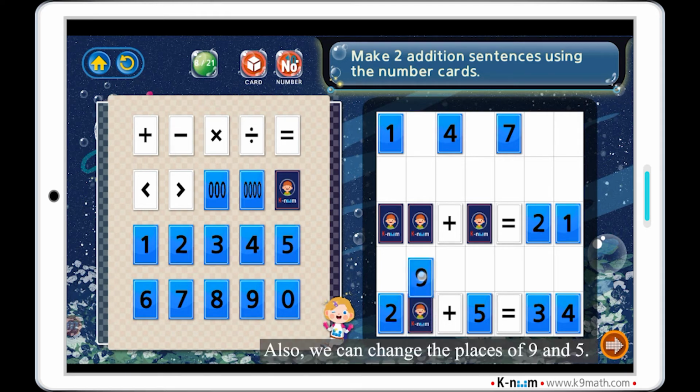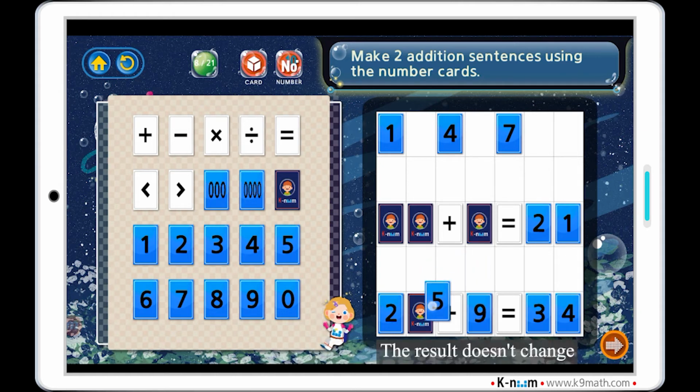Also, we can change the places of 9 and 5. The result doesn't change. Now, 11 minus 4 or minus 7.